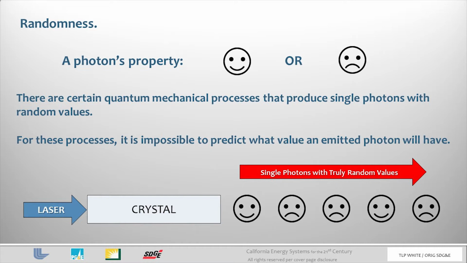Down here I've got a description showing these individual photons coming out of the crystal, and you can see that some are happy and some are sad. One of the things I really want to hit on here is that that is random. How these single photons come out, what their properties are, is completely random. Even if I had the biggest computer and the world's greatest scientists, I would never be able to predict what the next photon's properties are going to be.